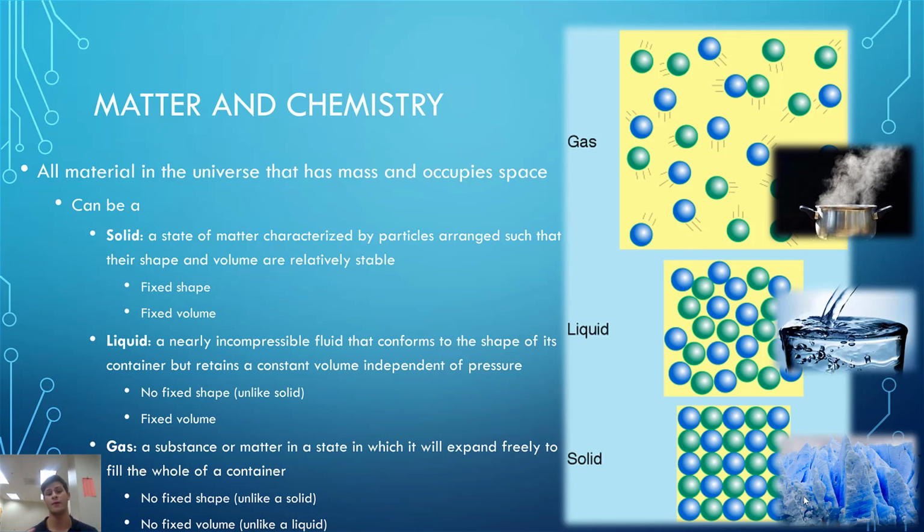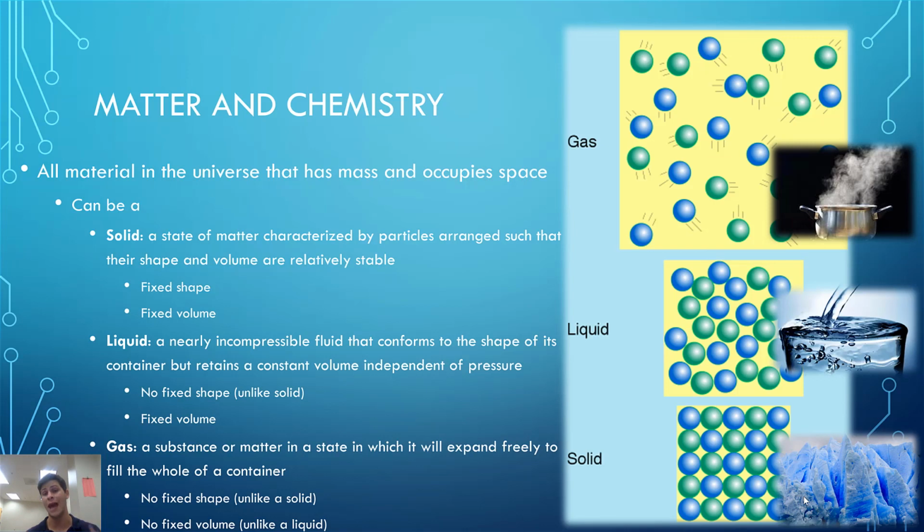Second, we have liquids. Liquids are a nearly incompressible fluid that conforms to the shape of its container but retains a relatively constant volume independent of pressure. So when you think of liquids, think of water. When you think of solid, think of ice. And when you think of a liquid, think that it has no fixed shape. If you put water in a cup, it'll take the shape of a cup. If you put the water in a different container, it will assume that container's shape. However, liquids, like solids, are not compressible. Their volume is relatively fixed, and so they really can't be compressed in terms of their volume.